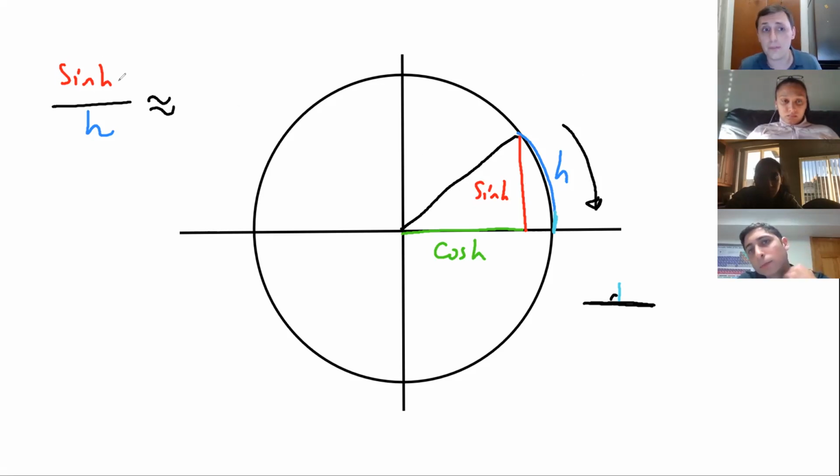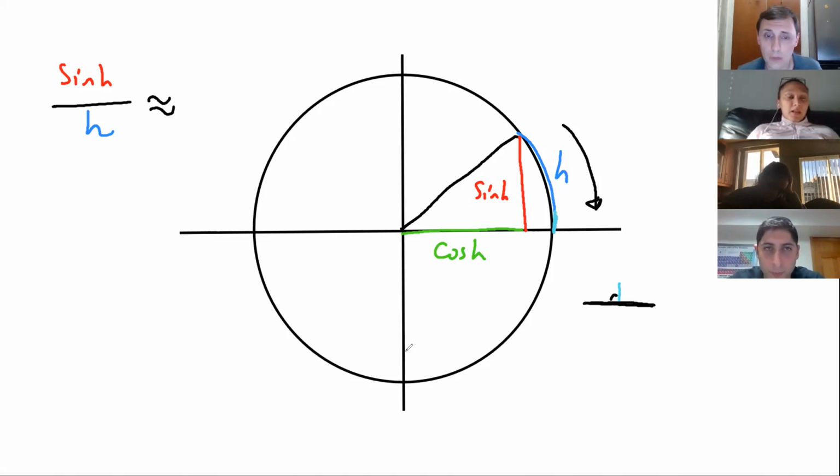So at least in the first quadrant, you can see that sine H is smaller than H. The absolute value of sine over the absolute value of H is going to be always smaller than 1. But as I make this H smaller, there is going to be less and less difference between sine H and H. We will later give a very rigorous explanation of that. I'm just trying to build your intuition. You don't have to accept this.